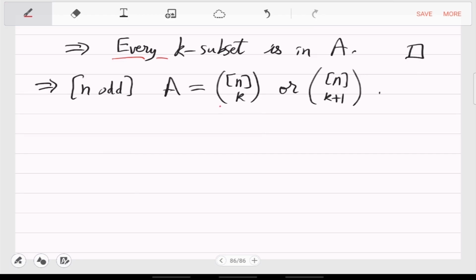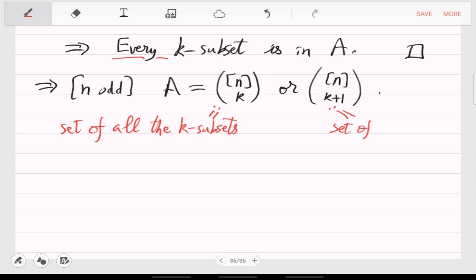Okay, by this we will always mean that this is just all the K subsets. That's the notation. Set of all K subsets, and this is the set of all K plus 1 subsets. Okay, so for odd there are two possibilities, and for even there is just one. That is Sperner's theorem for longest anti-chain.